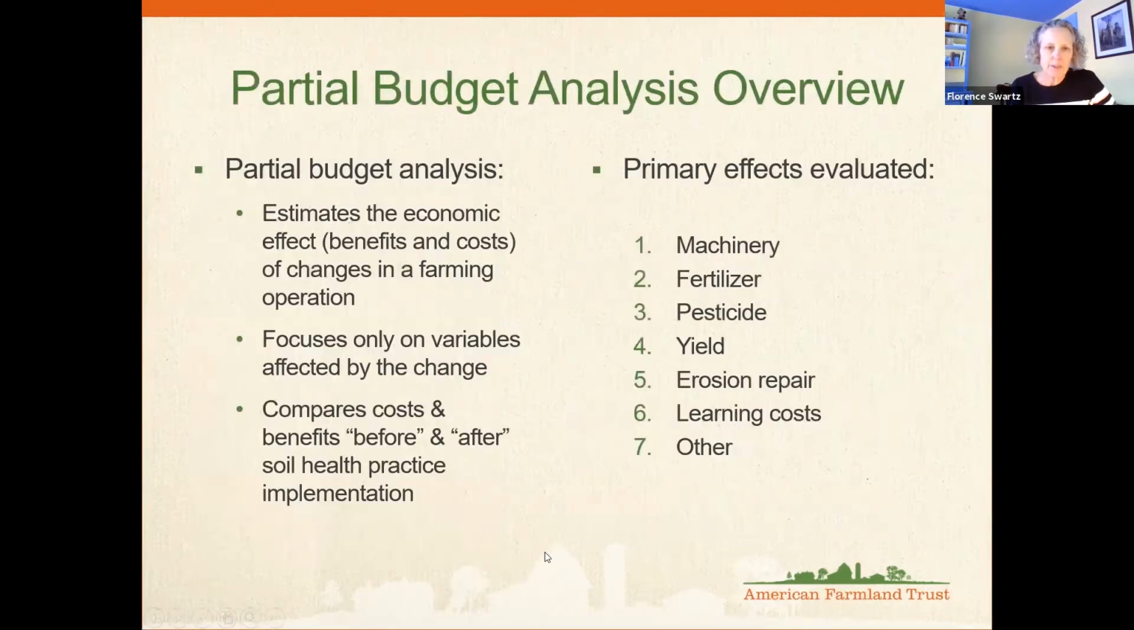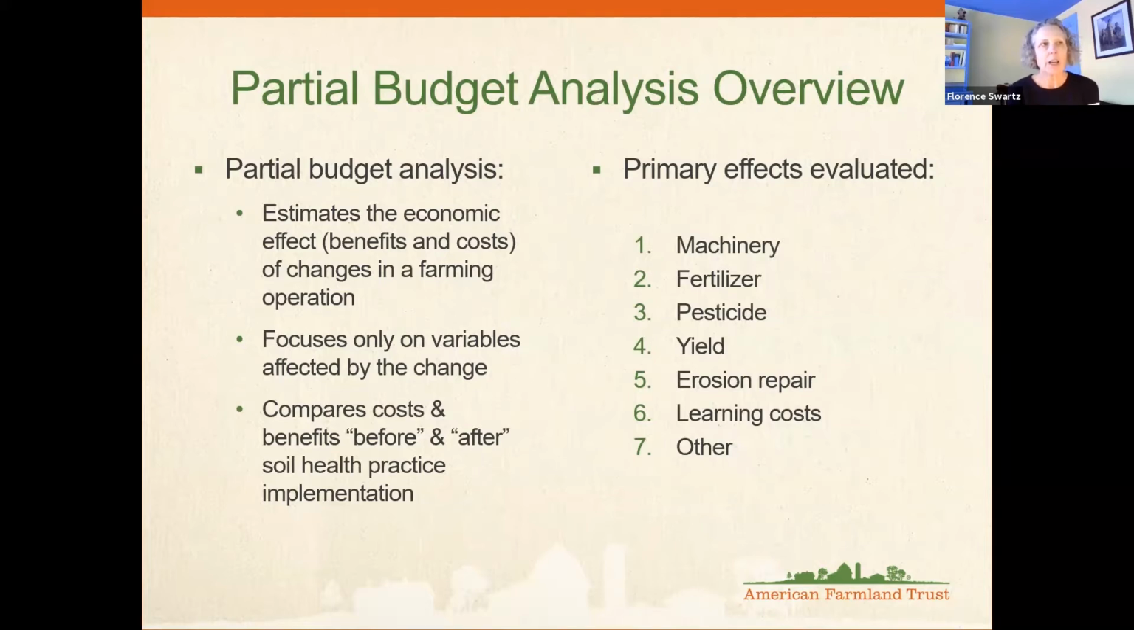So the partial budget analysis, many of you may be familiar with it, but for those of you who aren't, I'll spend a few minutes on it. It basically estimates the economic effect of changes, in this case in a farming operation, and we're limiting that effect just to what's changed or what is affected by that change in operation, in this case going to soil health.